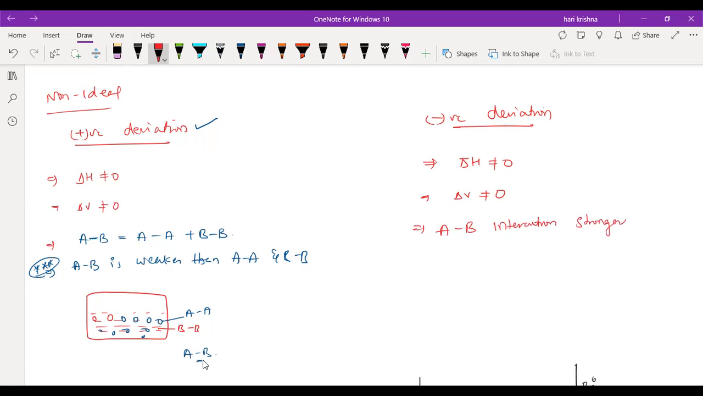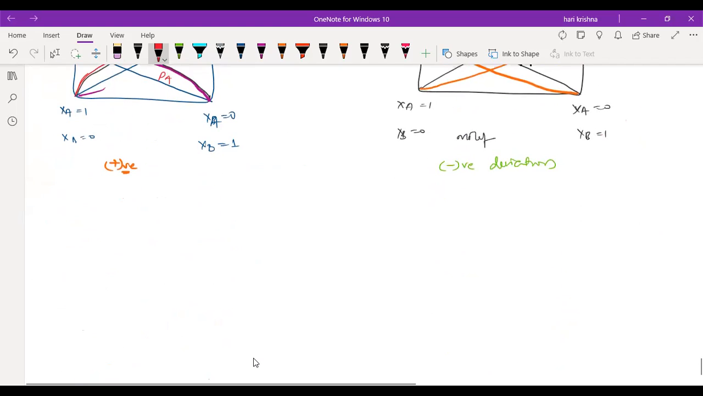If it's strong only, it will not break easily, right? If it won't break easily, it will not move from the liquid phase to the gaseous phase easily. So AB interaction should be stronger than AA and BB. Okay, so these are the important conditions for the negative deviation. Any doubts up to this?